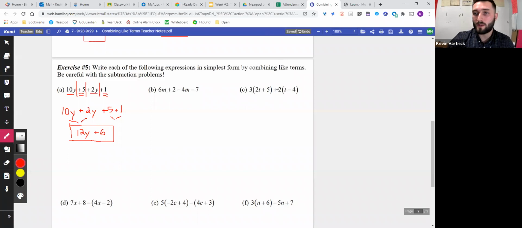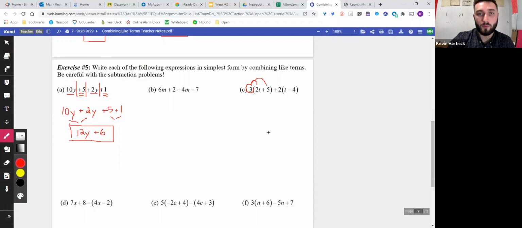I'm going to let you try B on your own. Let's look at C. Okay, C is a little bit more challenging because we have parentheses there. So we cannot combine like terms until we get rid of these parentheses. You should notice if I have a number next to a parentheses, that tells me distributive property. So my first step for C is going to have to be to use the distributive property. I'm going to use it not only once, but also twice. So here we go. Good practice with this.